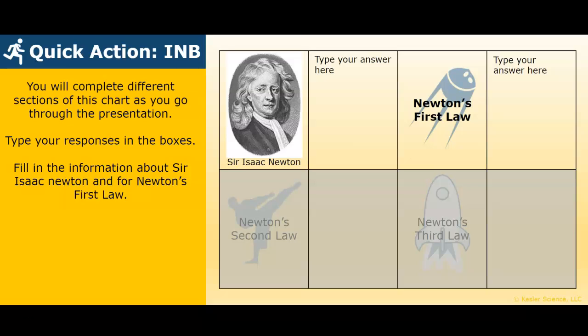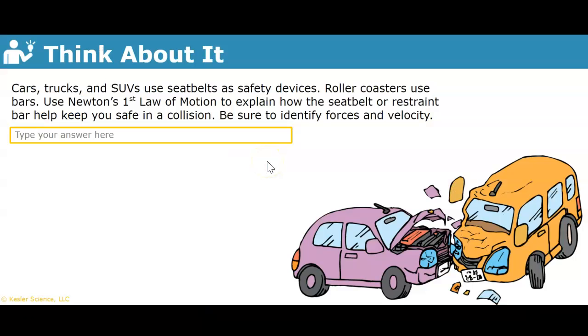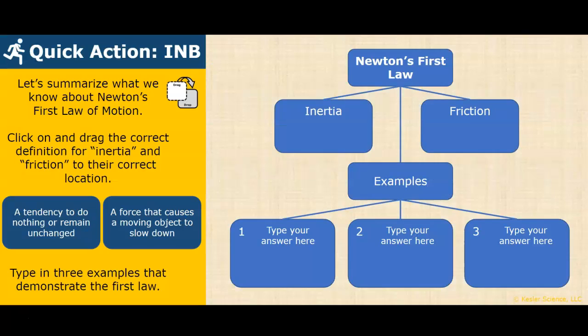So you're going to complete the top row here. You're going to tell me something about Isaac Newton, and you're going to explain Newton's first law. So when we're in vehicles, we wear seat belts, and roller coasters use bars and seat belts often. Why is that important? Thinking about Newton's first law, how does that keep you safe? Explain how those keep you safe. Make sure you identify forces and velocity on this.